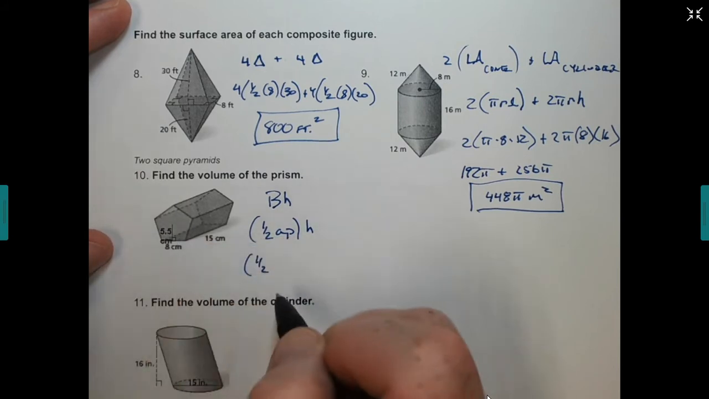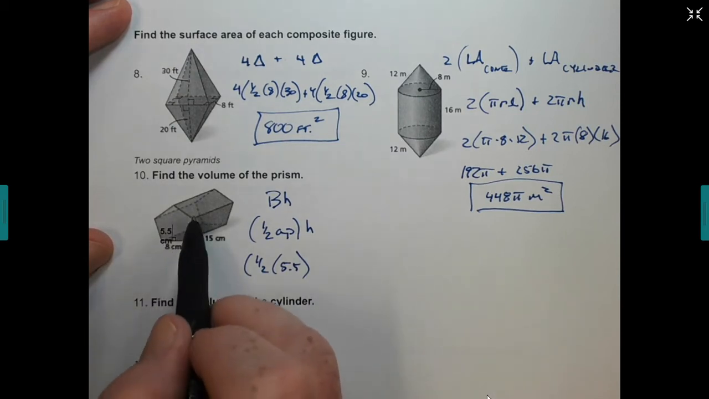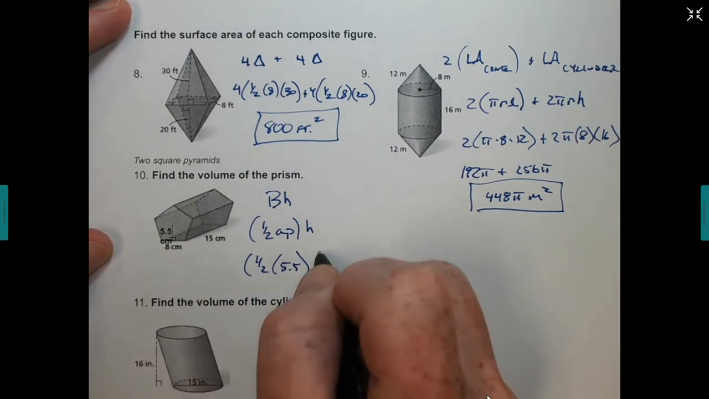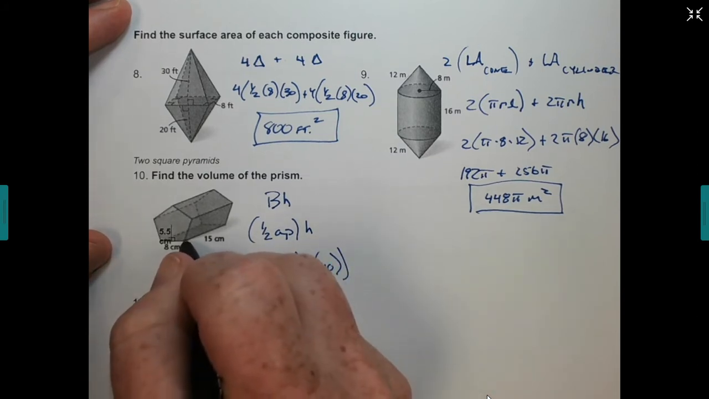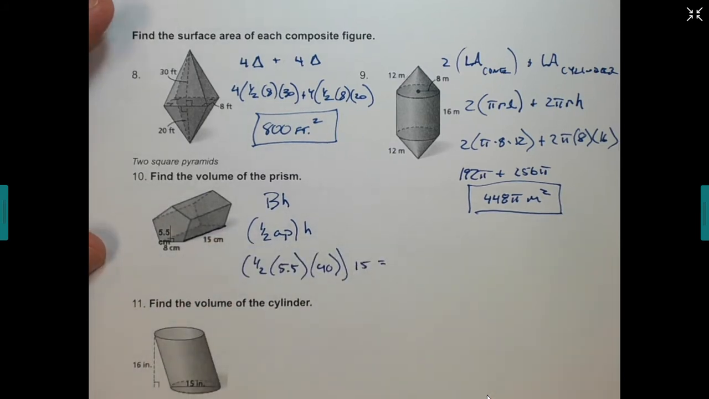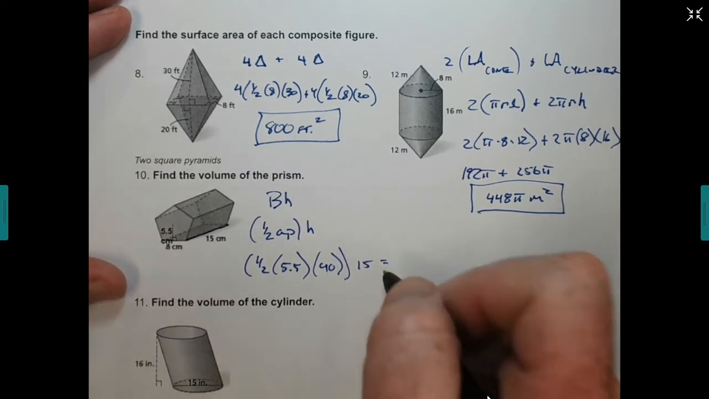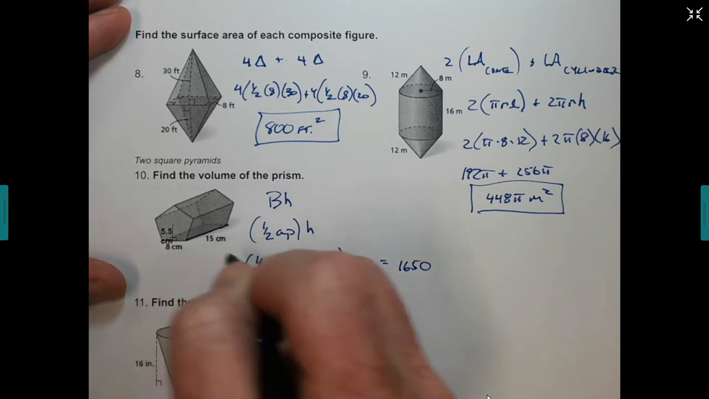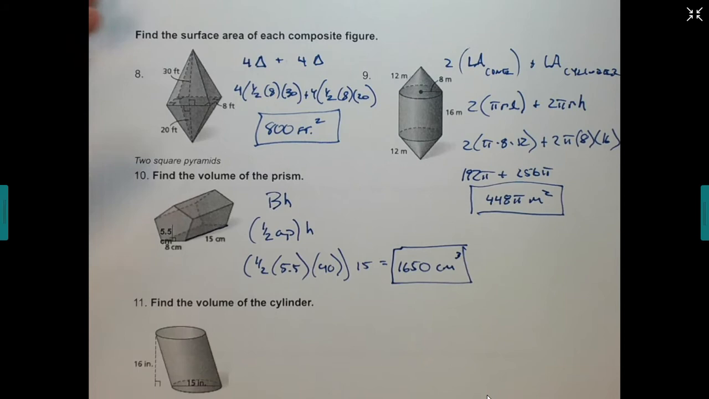Ooh, they actually gave me the apothem. That's nice. Then I need the perimeter. Well, this is 8 times 5. The perimeter would be 40. So I got the area of the base, and the height is the distance from one base to the other, which is 15. So if I multiply all that together, I'm getting 1,650 centimeters cubed because this is a volume, three-dimensional.